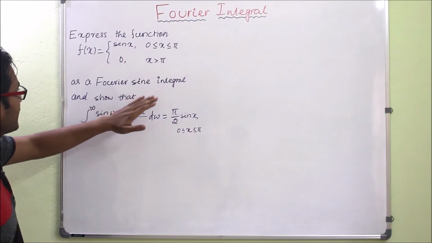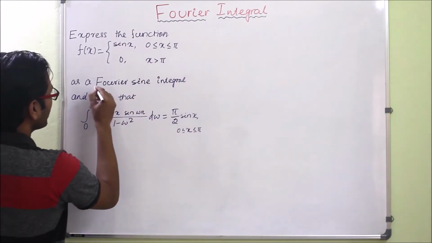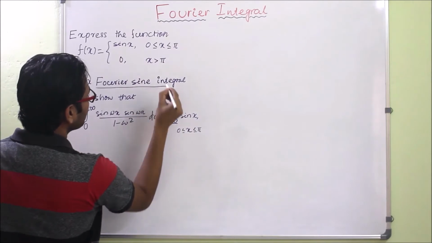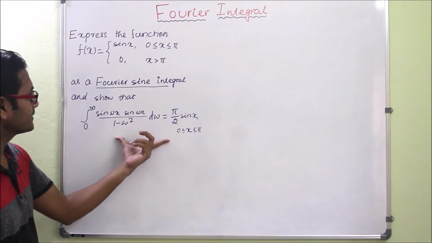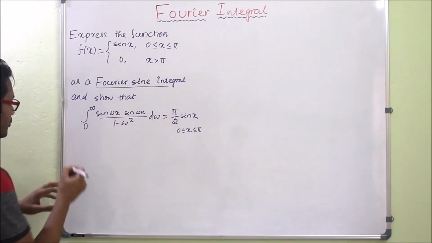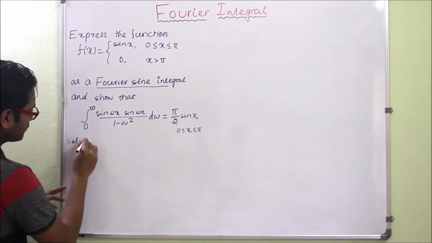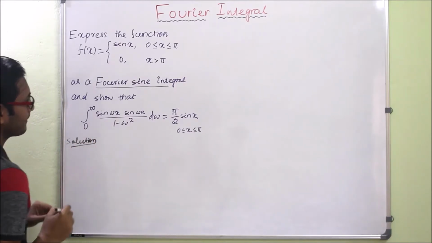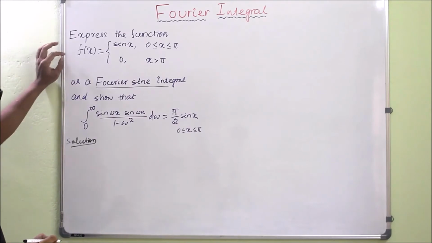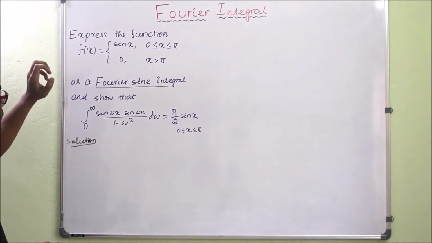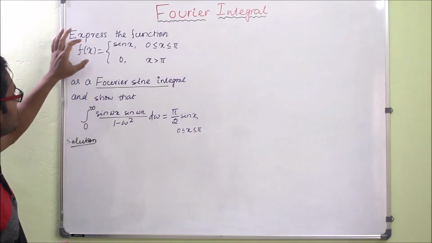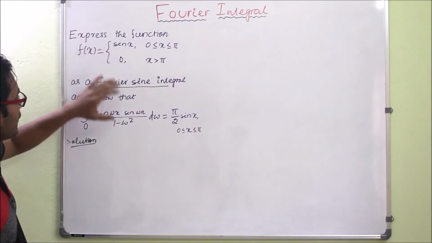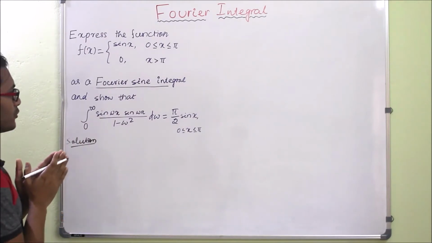As a Fourier sine integral. So here it is given which integral you have to follow. You have to follow the Fourier sine integral and show this relation. Now how to do that, we have to see. Here we have to use the Fourier sine integral formula, but the function f of x is given. Using this function and the Fourier sine integral, we have to show this one. Now this question is clear.